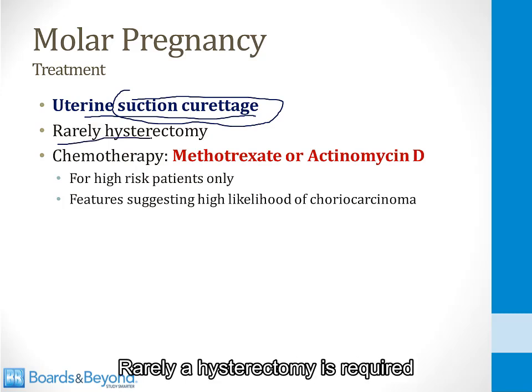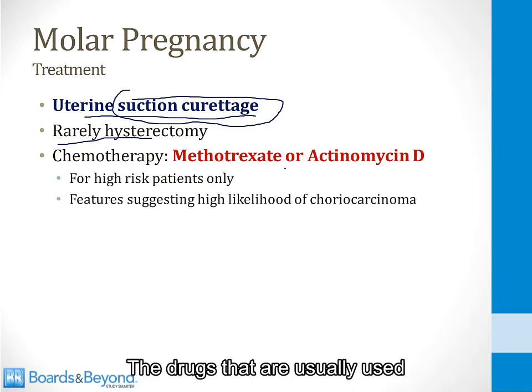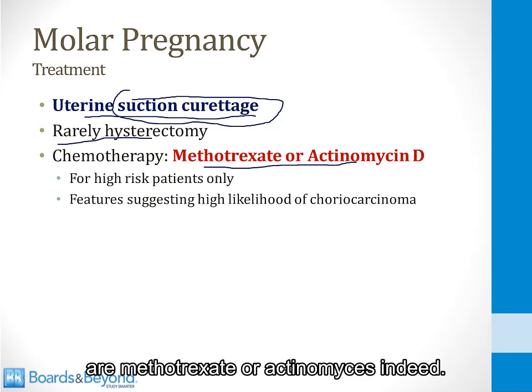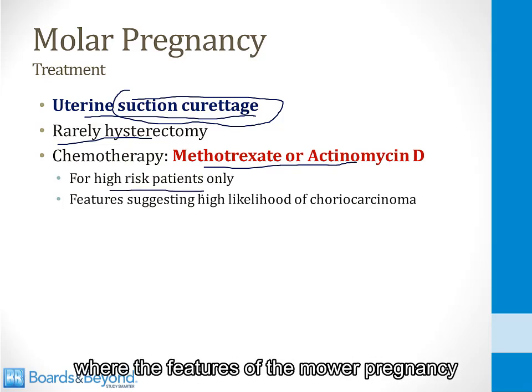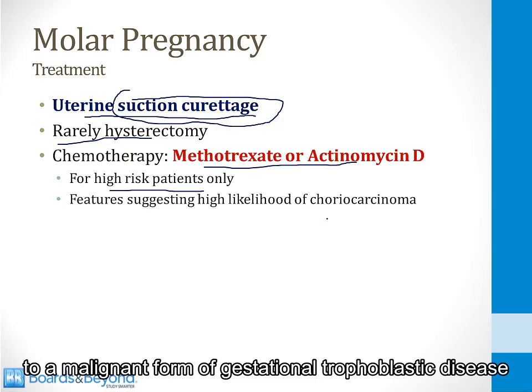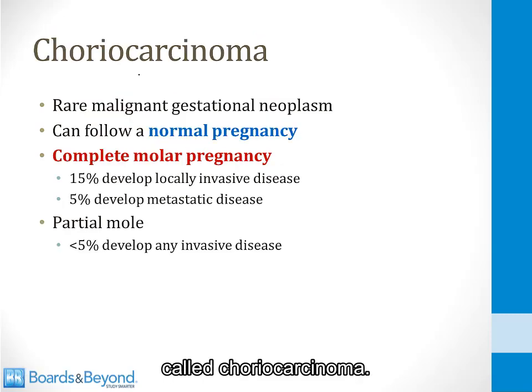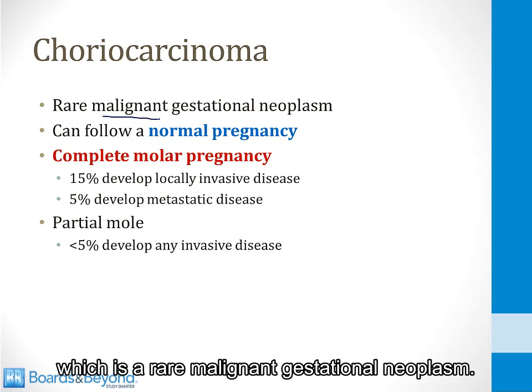Rarely a hysterectomy is required, and in some special cases chemotherapy is used. The drugs that are usually used are methotrexate or actinomycin D. This is only for high-risk patients where the features of the molar pregnancy are thought to suggest a high likelihood of progression to a malignant form of gestational trophoblastic disease called choriocarcinoma. So that's a nice segue into choriocarcinoma, which is a rare malignant gestational neoplasm.